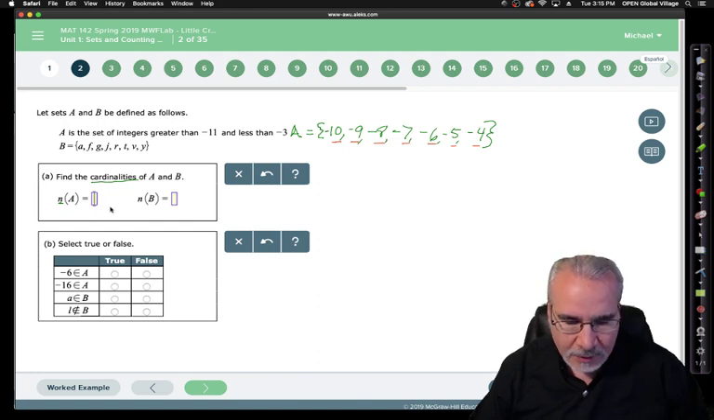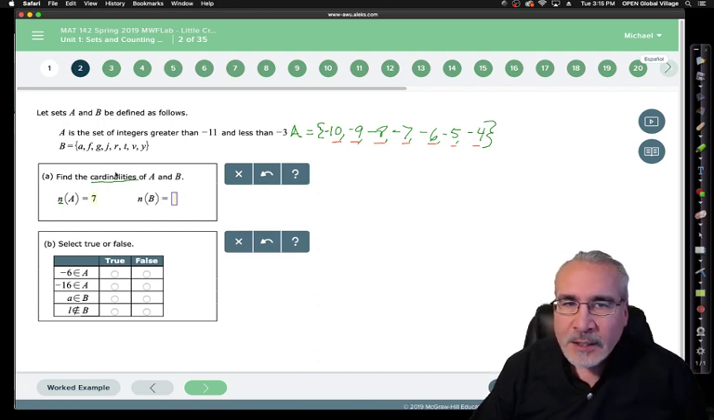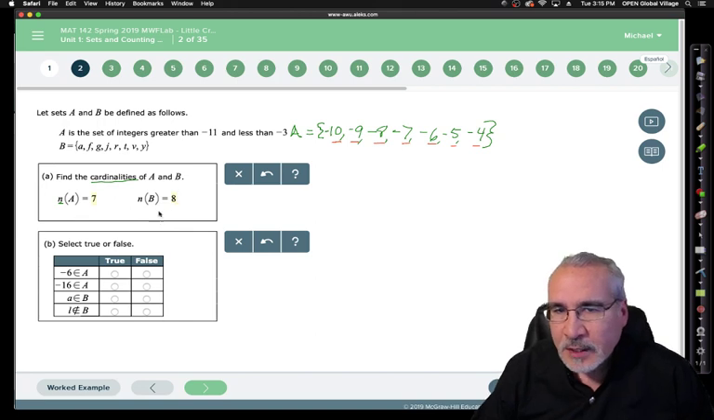So we put that right in there. Cardinality of B: 1, 2, 3, 4, 5, 6, 7, 8. The cardinality of B is going to be 8, the number in B. Okay, so now we can do some of these true-false questions.